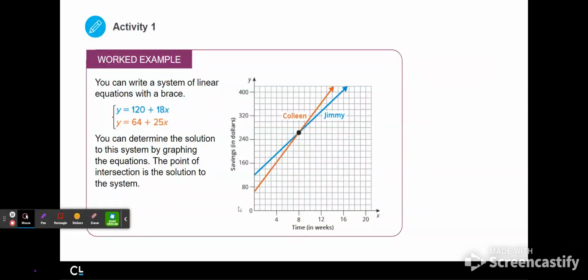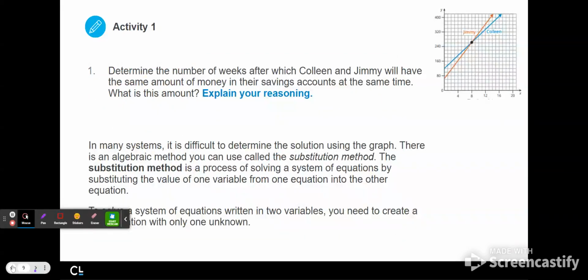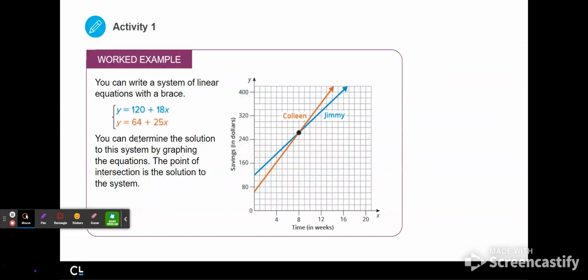All right, so we've got those 2 points. Colleen and Jimmy, look at that. They have a nice little graph for us. So they can write those 2 equations. They find the place where they meet. We can determine at what point they are meeting.